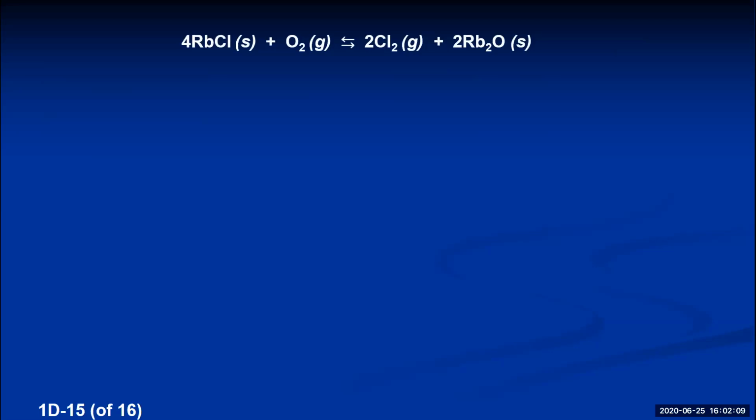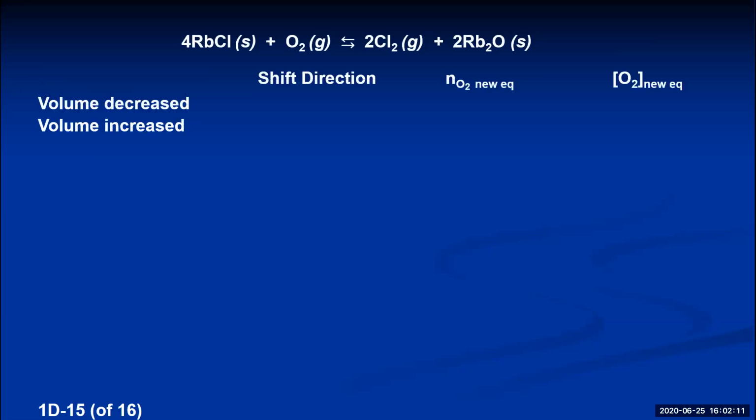This is an equilibrium. It has gases in it. I'm going to ask you which way is it going to shift if the volume is decreased. So to do this, every time you do a change in volume, you have to look at the number of gas molecules on the reactant and product side. I've included some solids in here. You have to exclude those.